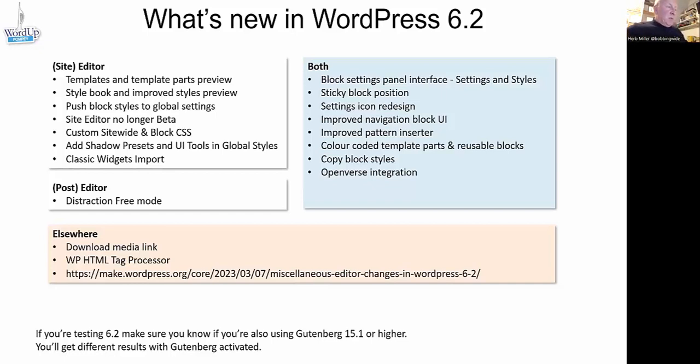Now that note at the bottom says, if you're testing 6.2, make sure you know if you're also using Gutenberg 15 point something or higher. Turns out that should now say 15.2 or higher, because Gutenberg versions 14 point something through to 15.1 are going to be included in WordPress 6.2. I sometimes work with the Gutenberg plugin, and sometimes I work without. But you might notice some differences. My demo will demonstrate some of those differences unintentionally.